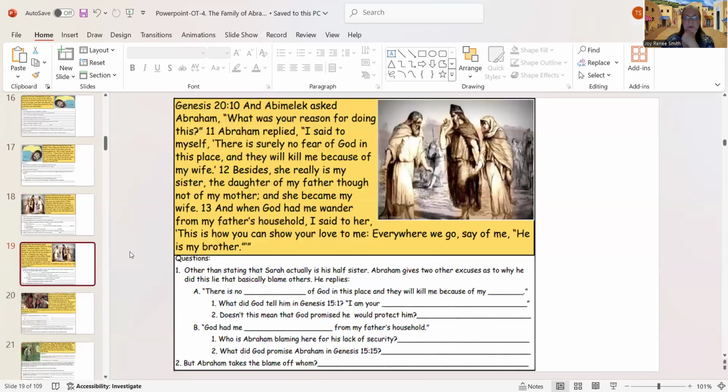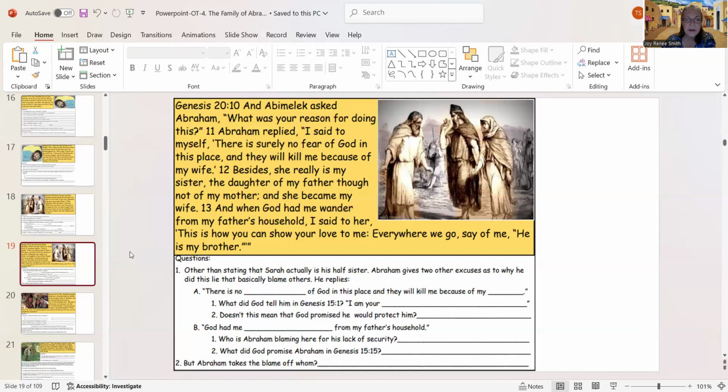So the scriptures continue. Genesis 20:10. And Abimelech called Abraham, "What was your reason for doing this?" Abraham replied, "I said to myself, there is surely no fear of God in this place, and they will kill me because of my wife. Besides, she really is my sister, the daughter of my father, though not of my mother, and she became my wife. And when God had me wander from my father's household, I said to her, 'This is how you show your love to me. Everywhere we go, say of me, he is my brother.'"